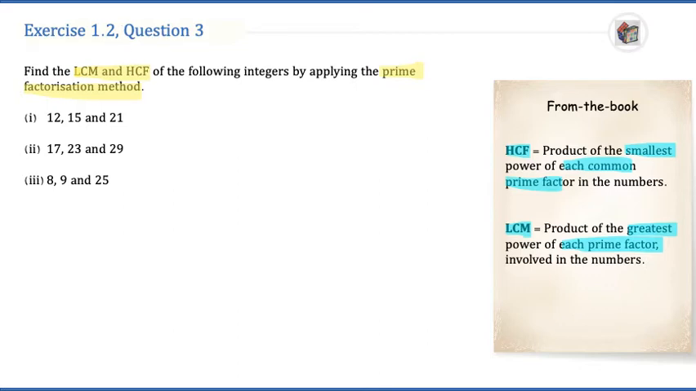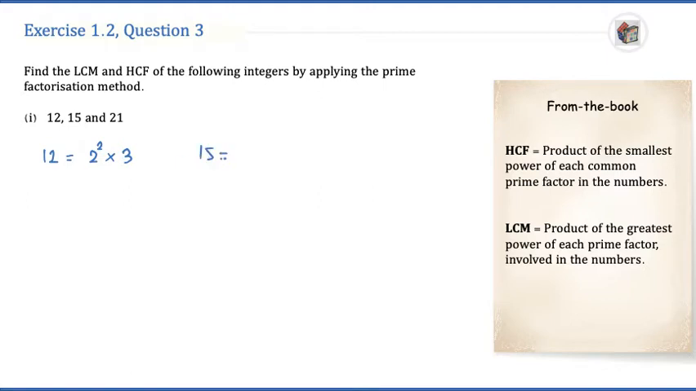Let's do this for part 1. You just have to prime factorize each number first of all. Let's bring it on a new screen. Perfect. When I prime factorize, these are very small numbers, so you don't really need the factor tree, but if you do, you can always use it. You will have 12, and 15 would be 3 times 5, and 21 would just be 3 times 7.